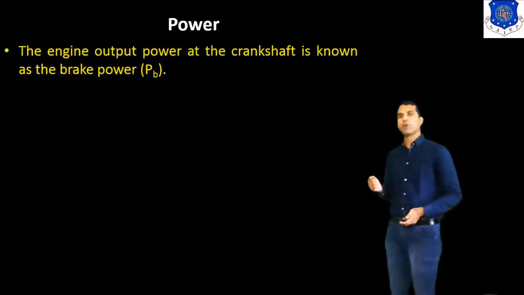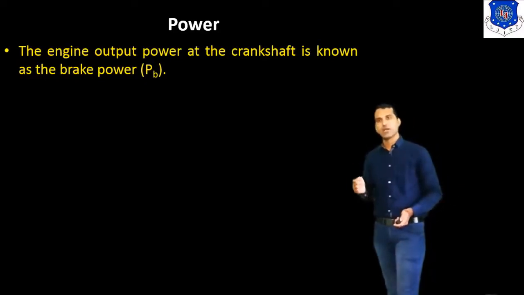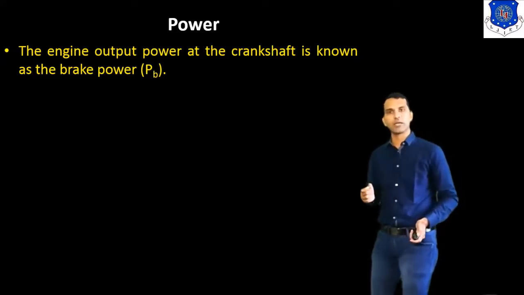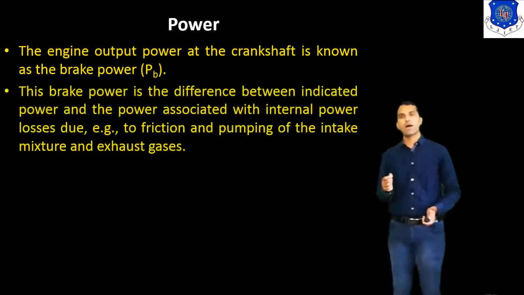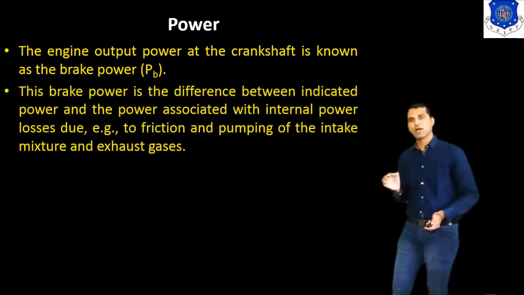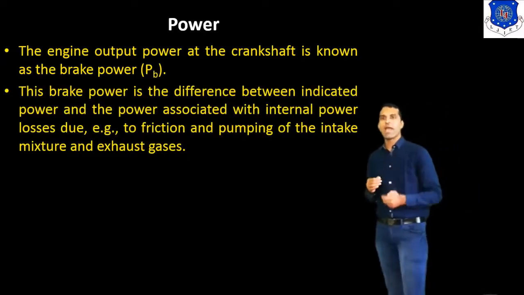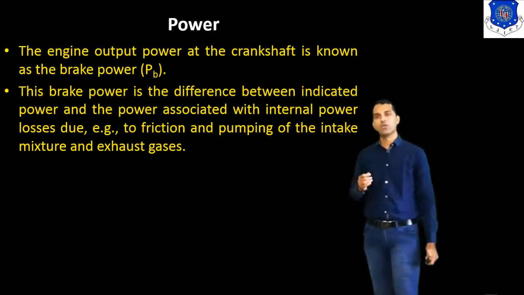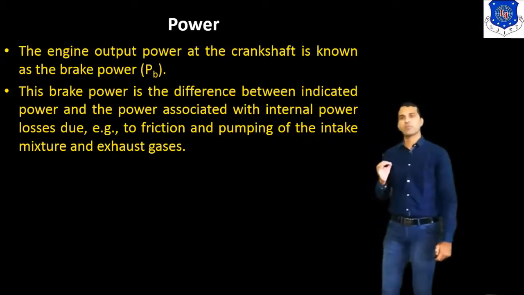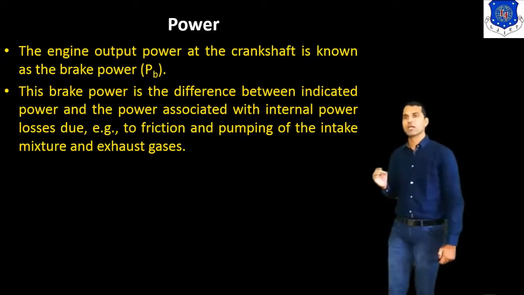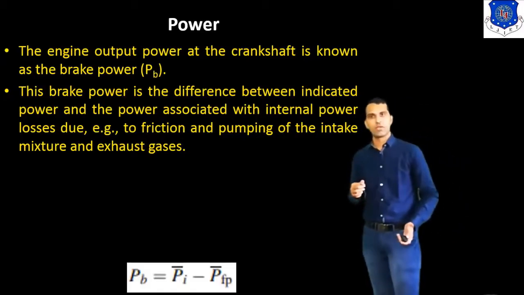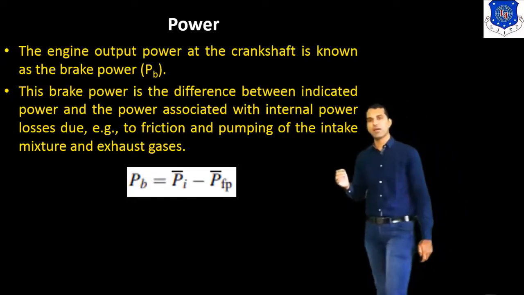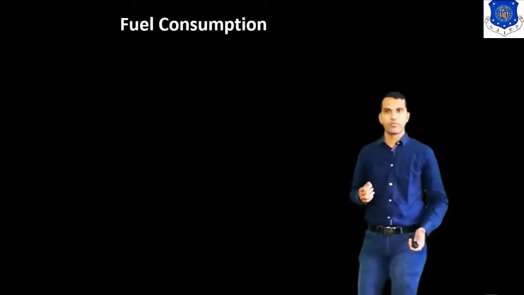The engine output power at the crankshaft is known as the brake power, denoted as P_B. This brake power is the difference between the indicated power and the power associated with internal power loss due to friction and pumping of the intake mixture and the exhaust gases. We can find the brake power as P_B is equal to P_I minus P_FB.